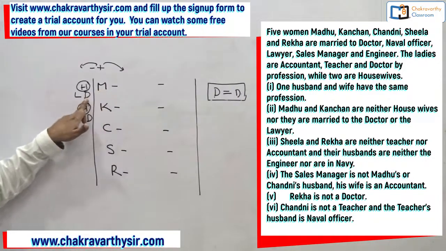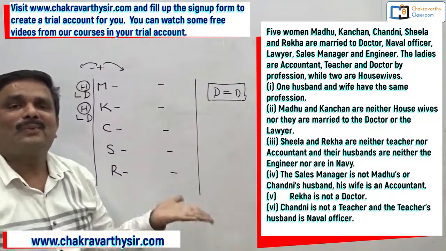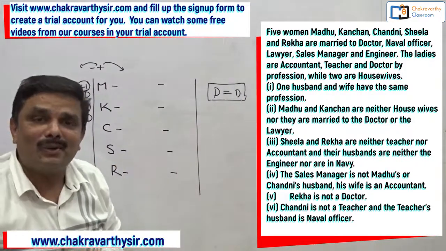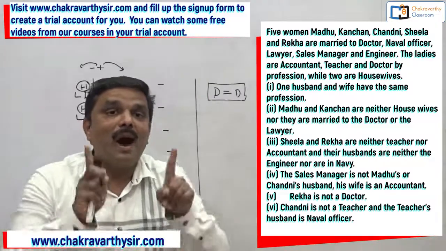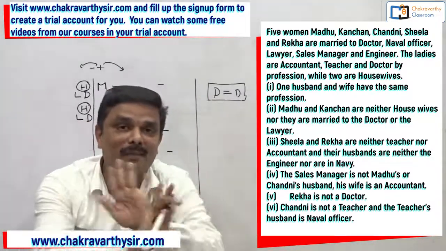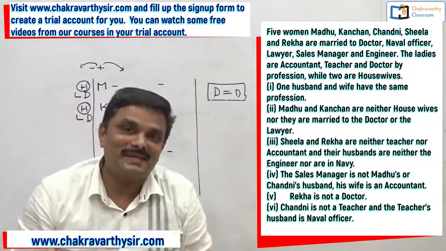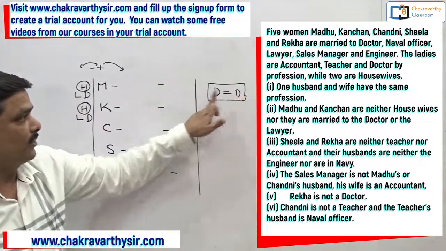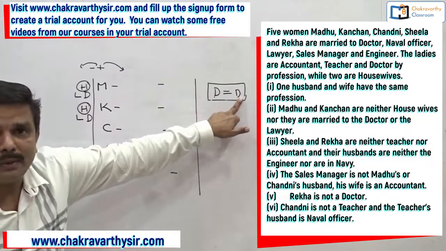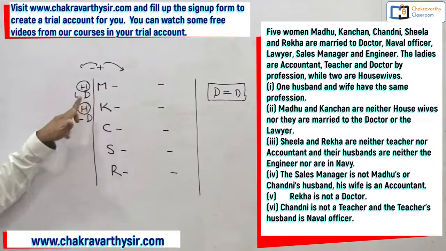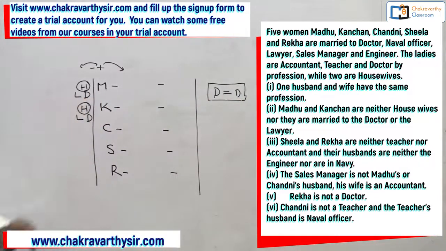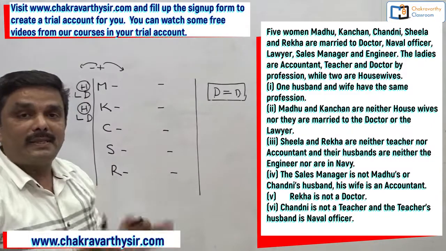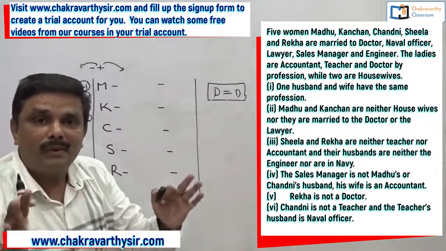Madhu's husband is not a doctor. What's the meaning of this one? What's the conclusion? Madhu herself cannot be a doctor. Yes or no? Because they have given that both wife and husband's profession should be doctor. But Madhu's husband is not a doctor. That means Madhu herself is also not the doctor.